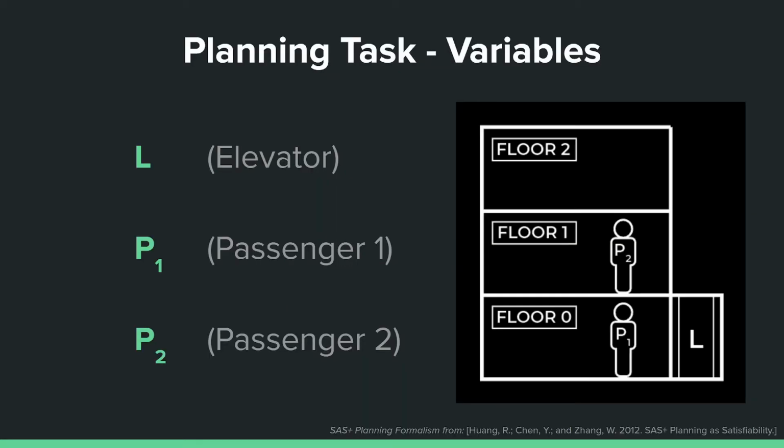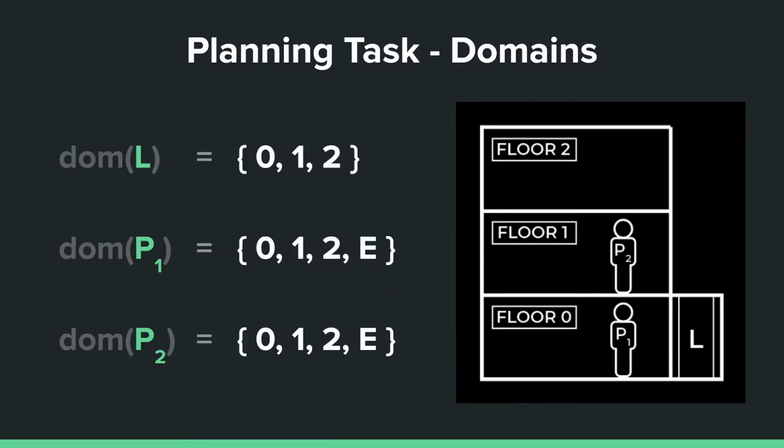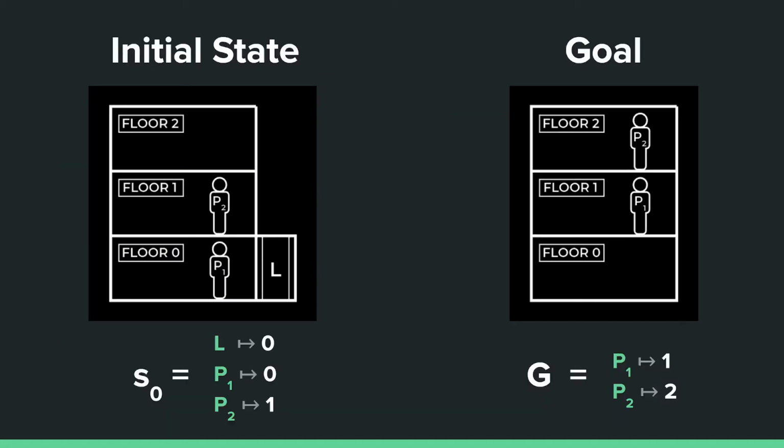Here's a simple deterministic planning problem that we'll use as a running example. A 3-story building with an elevator and 2 passengers, and our aim is to board and unboard them to get them all to their destination. We first capture the various states of the problem by defining some variables. Each variable has an associated set of values that represent their domains, and using this we can define the initial state and the goal conditions.